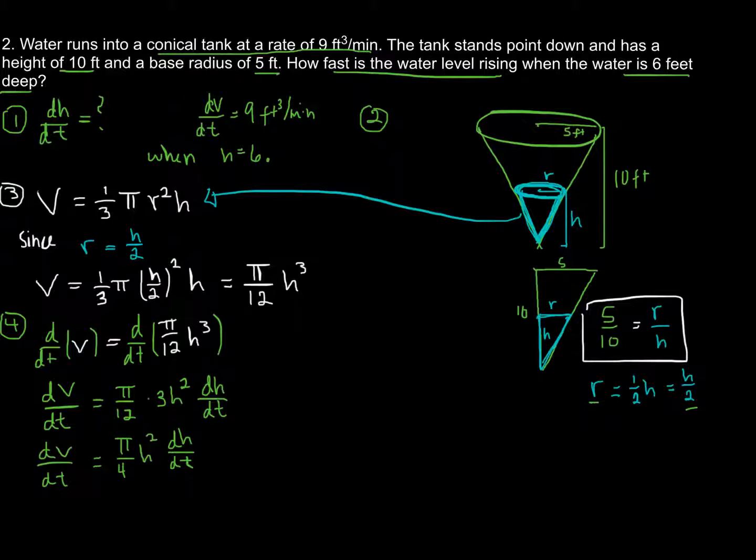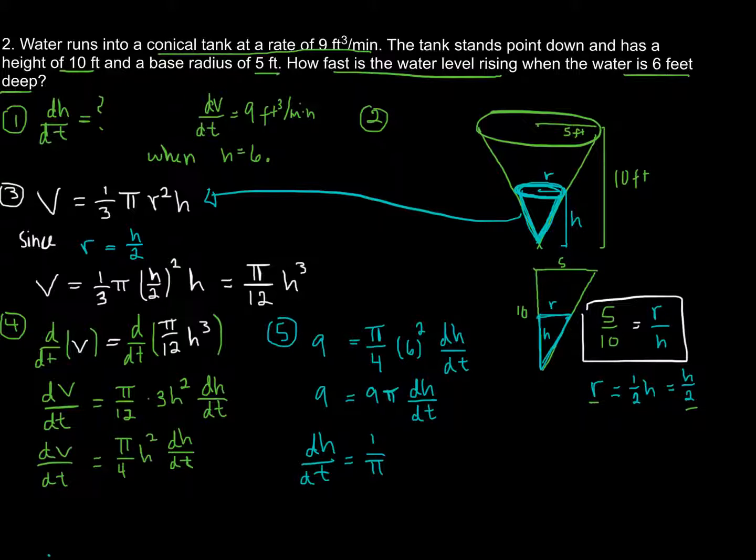Now notice that I have all the values I need. I know that the derivative of volume with respect to time is 9, and I know that the value of h at this particular instant that is in question is 6, so I can solve for dh/dt. All right, so substituting in the appropriate values, dV/dt is 9, h at this particular instant is 6. I can solve for dh/dt. 6² is 36. 36 divided by 4 is 9. I have 9 equals 9 pi dh/dt. Divide by 9 pi on both sides, and I have dh/dt is equal to 1/pi.